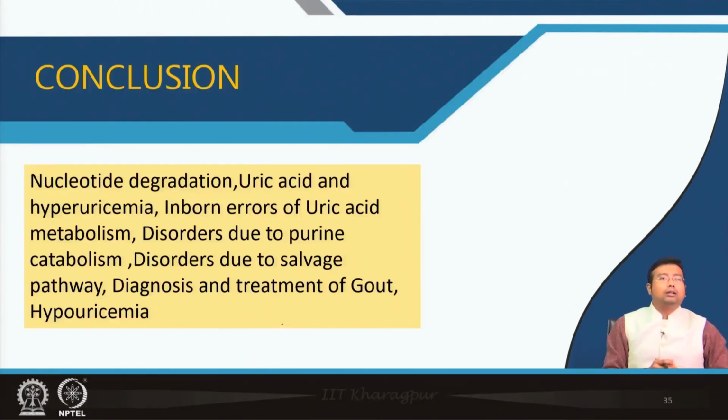So, to conclude, we have discussed the degradation pathway of nucleic acid, we have discussed uric acid and hyperuricemia, we have discussed inborn errors of uric acid metabolism, we have discussed disorders due to purine catabolism, disorders due to the purine salvage pathway, and the diagnosis and treatment of gout, as well as hyperuricemia.